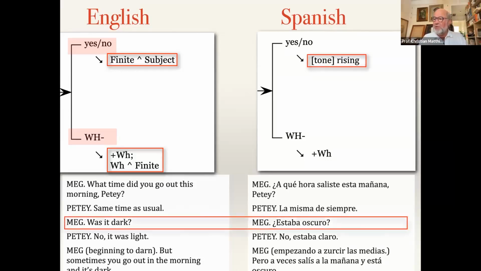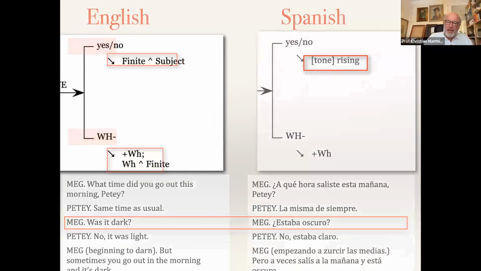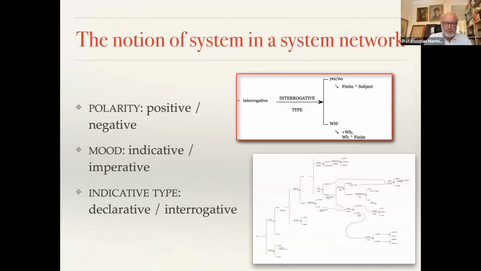So you can see the equivalent in the translation, and this is a professional translation of the play. Was it dark? ¿Estaba oscuro? You notice the rising tone, and ¿estaba oscuro? contrasts with estaba oscuro. So it's just the tone falling for declarative, rising for yes-no interrogative. So you can identify exactly where the languages are similar and differ. So that's a step towards what you might call a 21st century contrastive linguistics in the aid of language education.